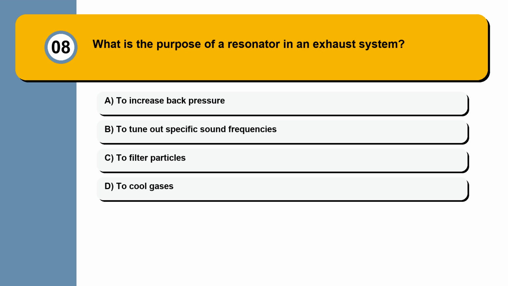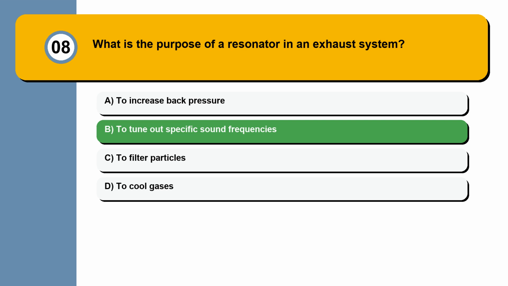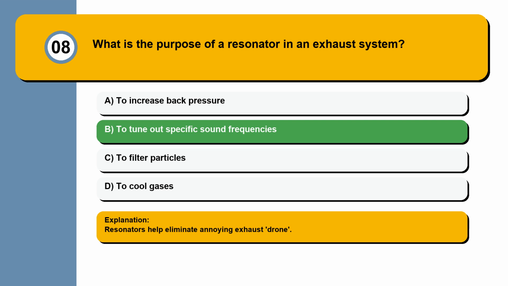Question 8. What is the purpose of a resonator in an exhaust system? To increase back pressure, to tune out specific sound frequencies, to filter particles, to cool gases. Resonators help eliminate annoying exhaust drone.